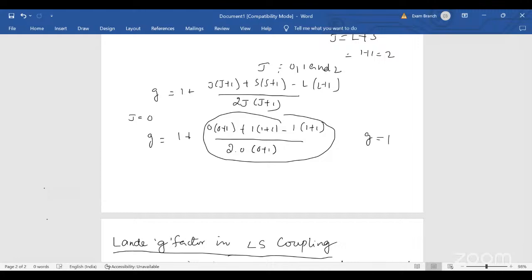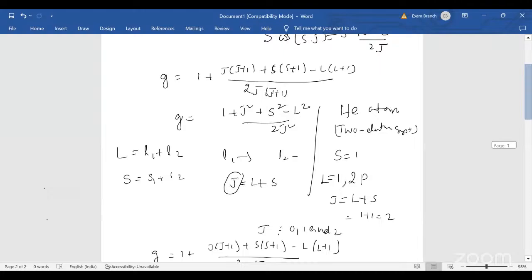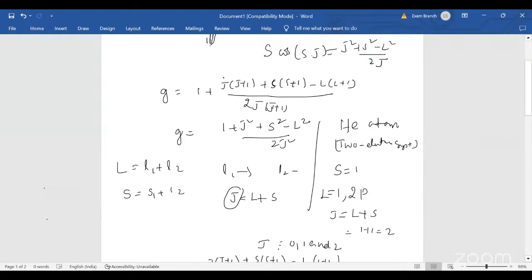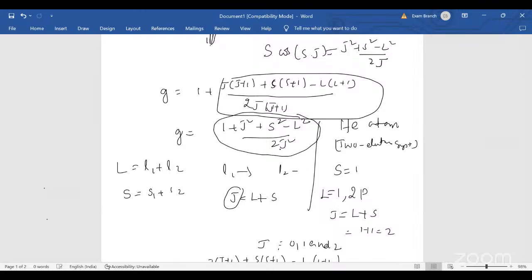Like this, you can calculate for J equals 1, and for J equals 2 also you can calculate the Lande g factor for the two electron system. If you see from the formula, the Lande g factor is 1 plus J into J plus 1, which we have also written as 1 plus J squared plus S squared minus L squared by 2J squared. This is the same expression.